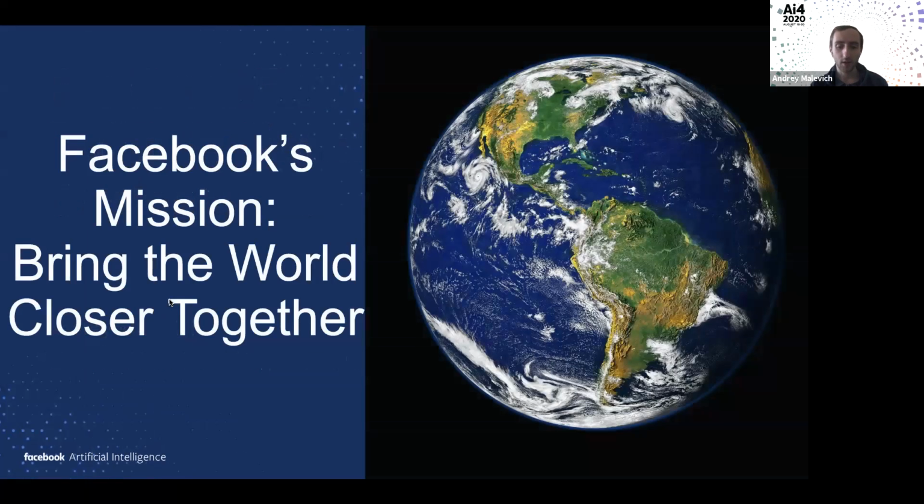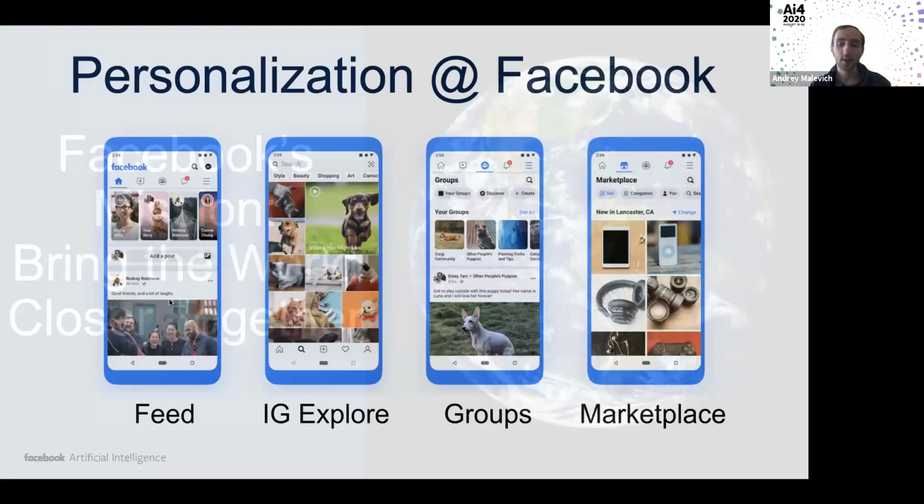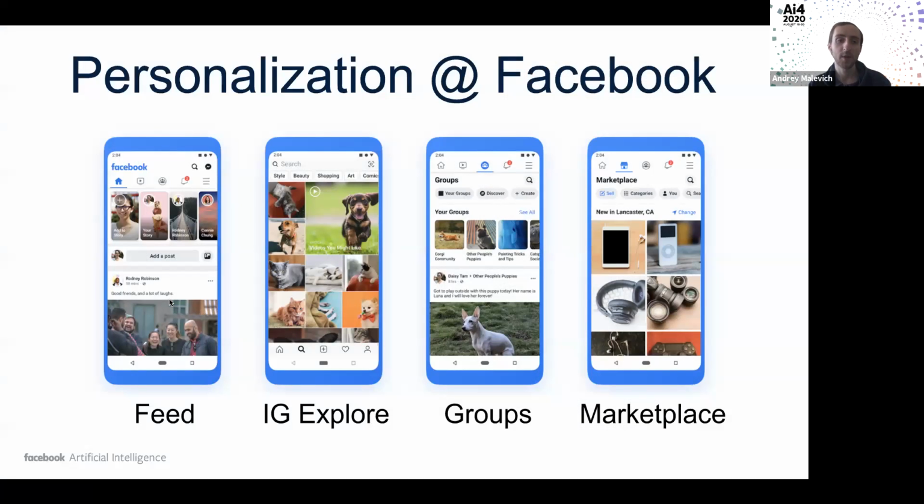To start, let's set up some context on why we care about personalization technology at Facebook and why it's so important for Facebook's mission. At Facebook, our mission is to bring the world closer together, and our platform has a family of apps and services used by over 2 billion people all across the globe. If you look at the way we use personalization, we personalize our experience across many applications at Facebook.